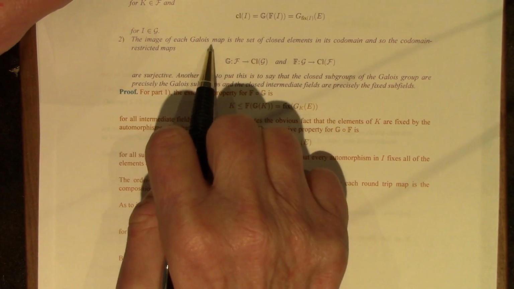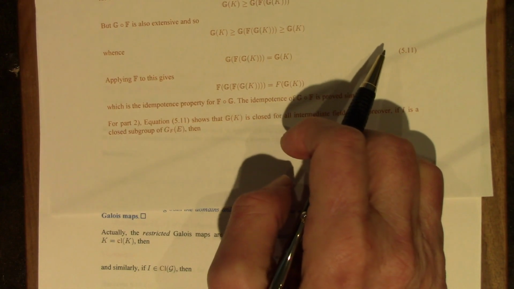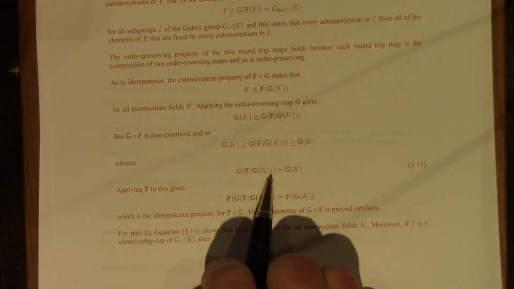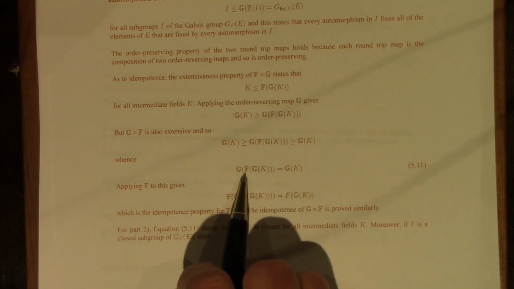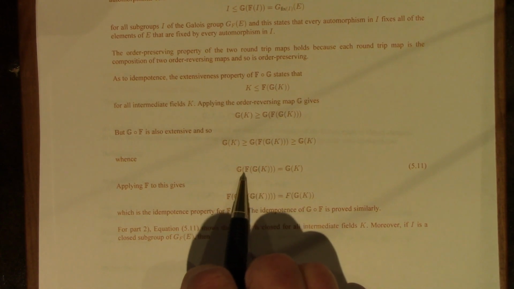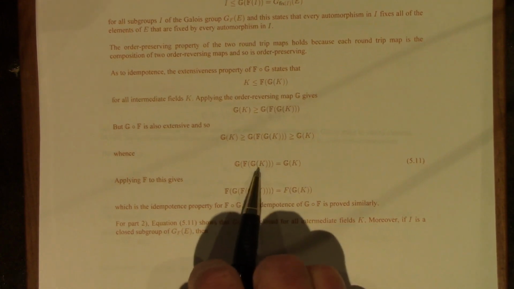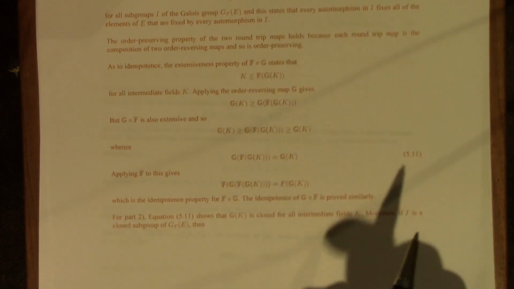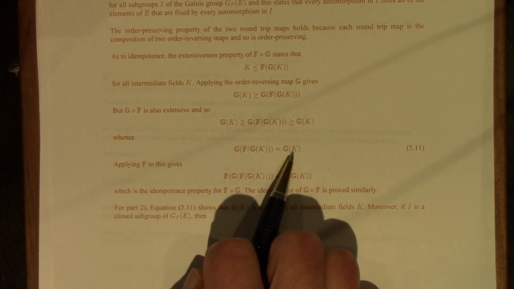For part 2, which is that the images of the Galois maps are the closed elements, first of all, this equation shows that GK is closed because it's equal to its closure. To get the closure, you apply GF. So the closure of GK is GK. So GK at least is closed. The image of the Galois map G contains only closed elements.